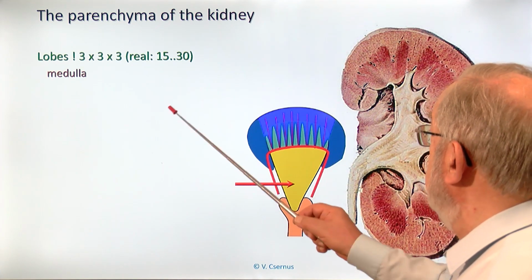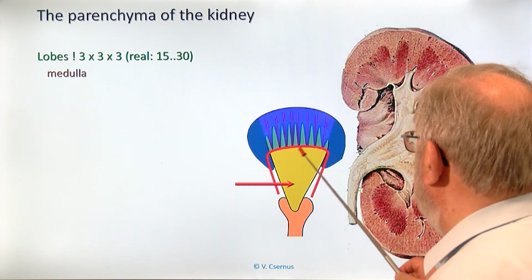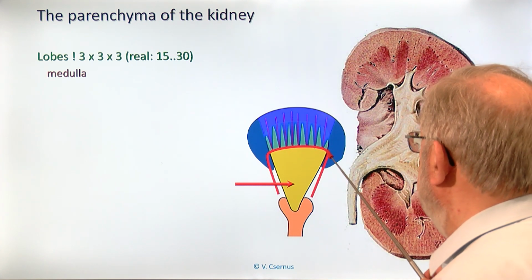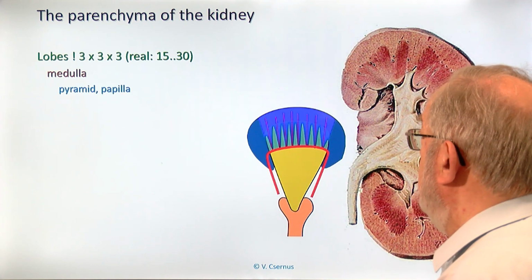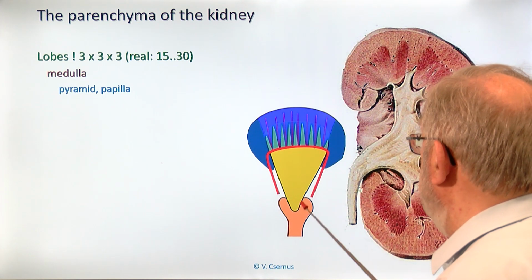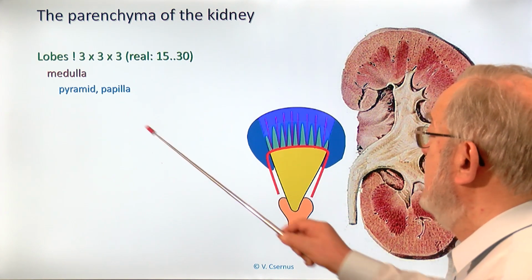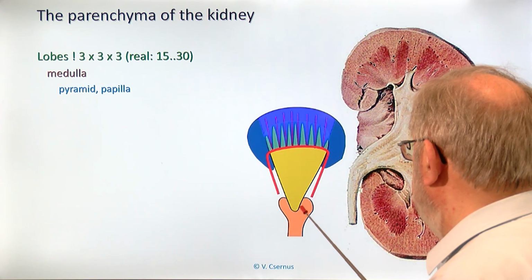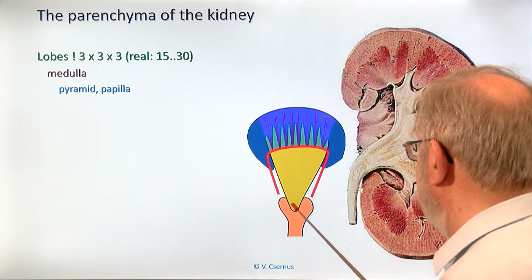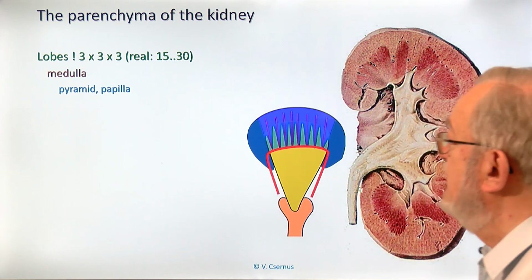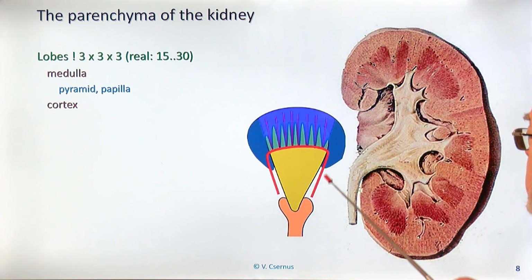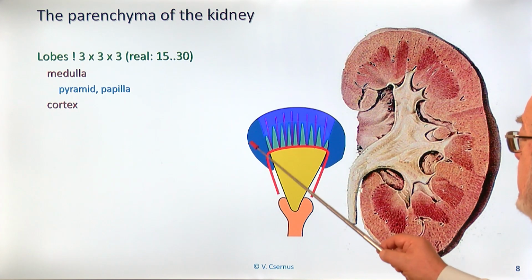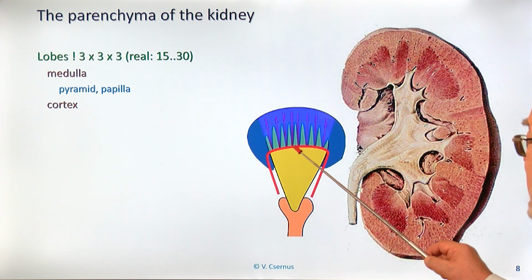The lobe has a medullary part, this yellow area. This is the renal medulla. Based on its shape, it's also named the renal pyramid. So this is the nickname for the medulla. And that part of the medulla which protrudes into the lesser calyx is named the renal papilla. The rest of the tissue, the rest of the parenchyma, is the cortex.